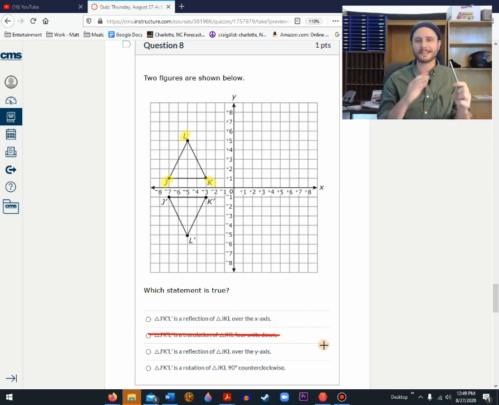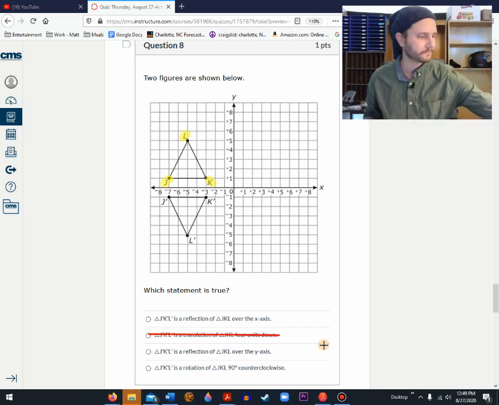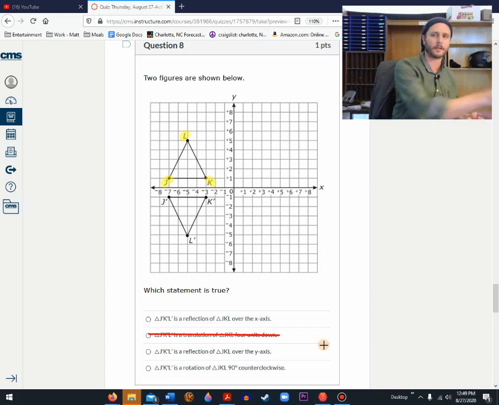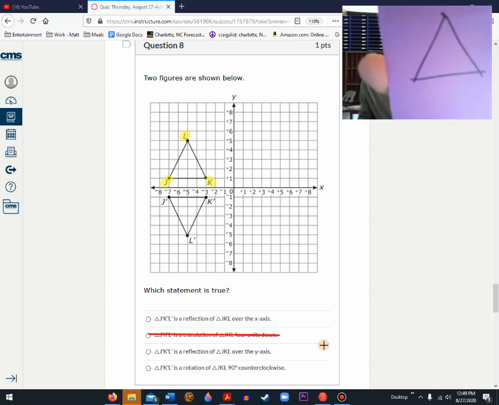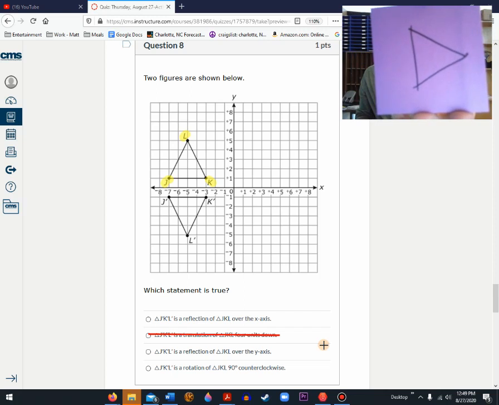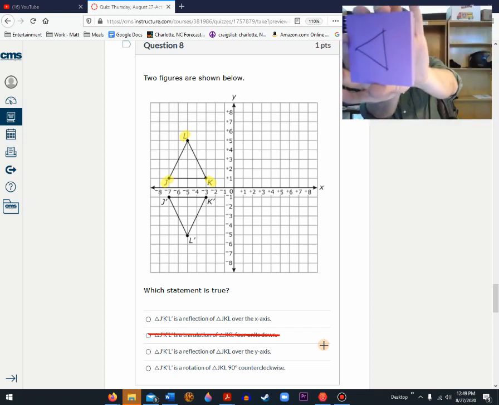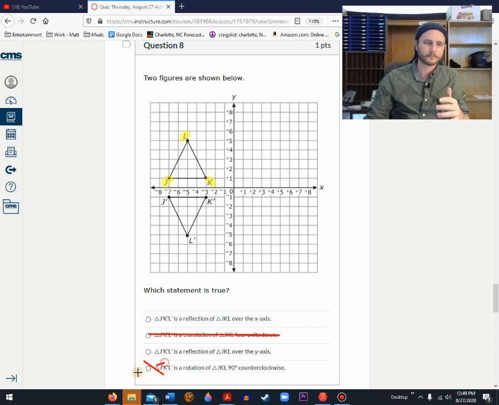A rotation 90 degrees. If I were to take a triangle that was that shape, and I were to rotate it 90 degrees, you're going to have to look up here at me in the little corner. If I took this triangle and I rotated it 90 degrees, if I rotate it 90 degrees this way, or if I rotated it 90 degrees this way, it is no longer facing the same direction. If this up here was point L, it should not be at the top, and it definitely should not be at the bottom. So it's not going to be a rotation at all.